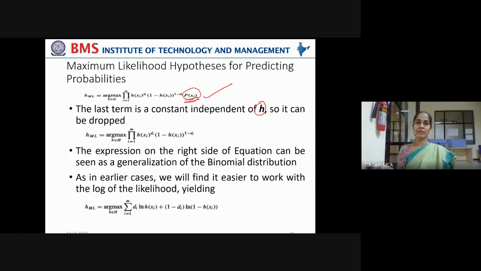Did you understand? That is why the last term is a constant. We call it a constant, independent of the hypothesis H. So it can be dropped. Let us make our formula simpler by dropping that constant. Now it becomes: the maximum likelihood hypothesis is equal to argmax of the product of occurrence of the event and non-occurrence of the event.